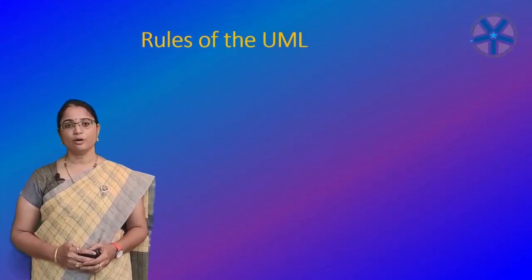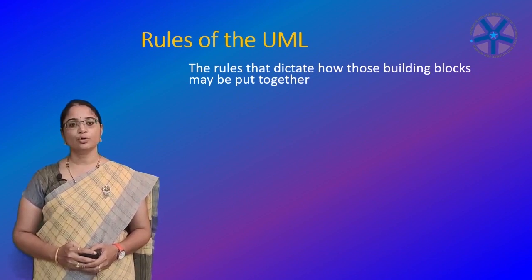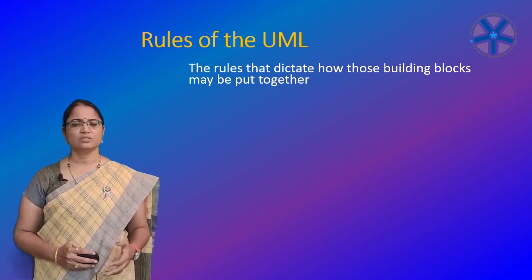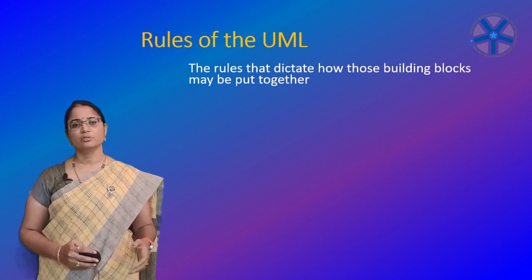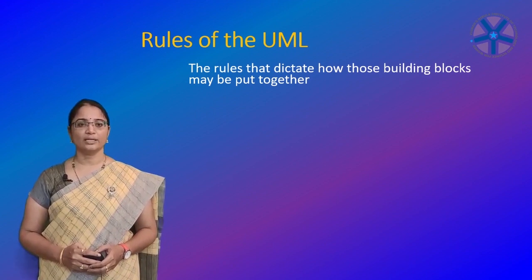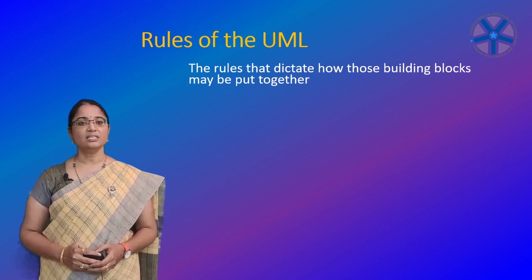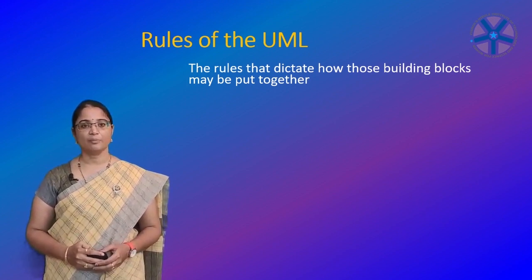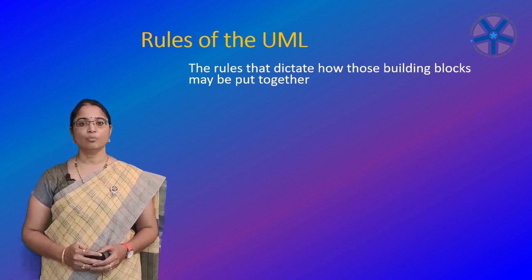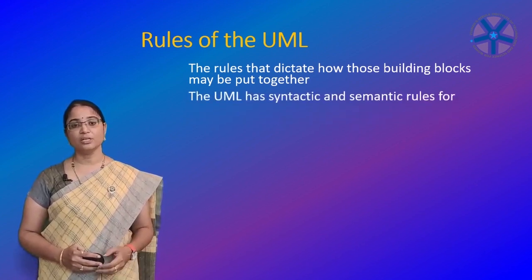Coming to the next one, rules of the UML. The UML's building blocks can't simply be thrown together in a random fashion. Like any language, the UML has a number of rules that specify what a well-formed model should look like. A well-formed model is one that is semantically self-consistent and in harmony with all its related models. The UML has syntactic and semantic rules for names.